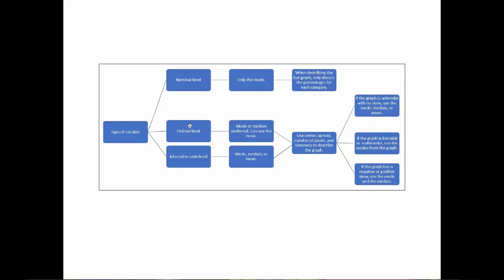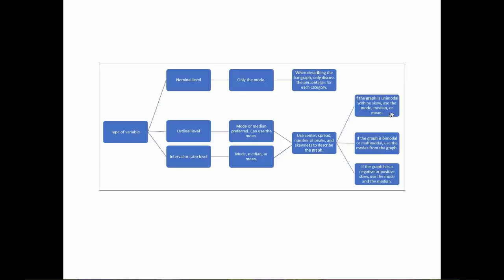If you have a variable that is ordinal level, you should use the mode or median as a measure of central tendency, but you can't use the mean. If you have a variable that is interval or ratio level, you could use either the mode, median, or mean as a measure of central tendency. For ordinal, interval, and ratio level variables, you should use center, spread, number of peaks, and skewness to describe bar graphs and histograms. Your description of the graph can then tell you which measure or measures of central tendency are the best to use to describe your variable.